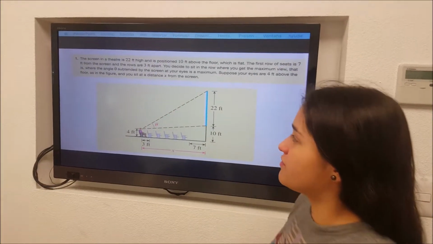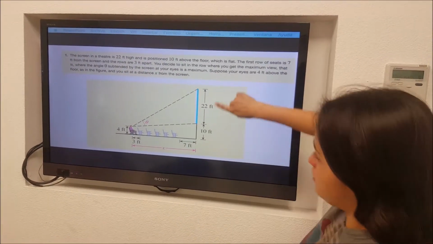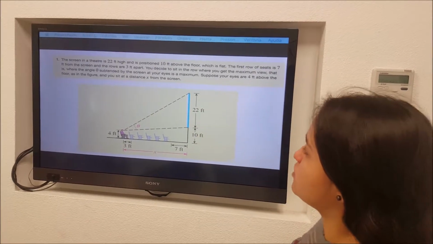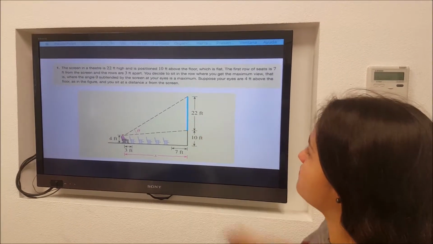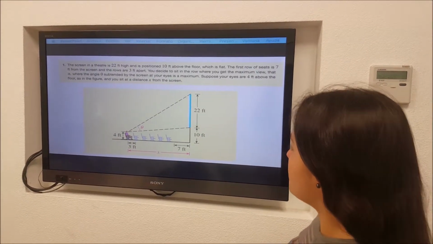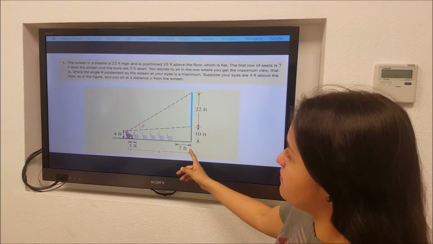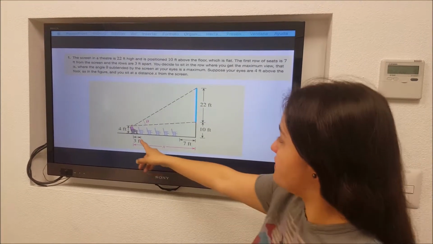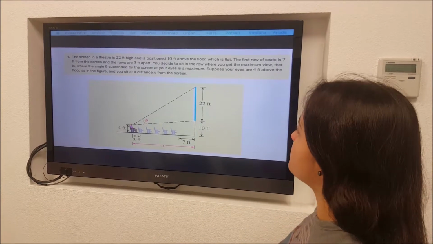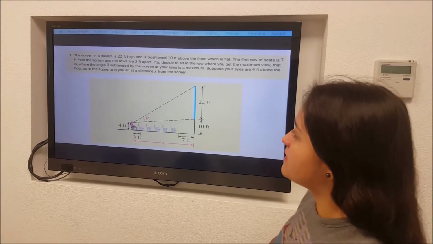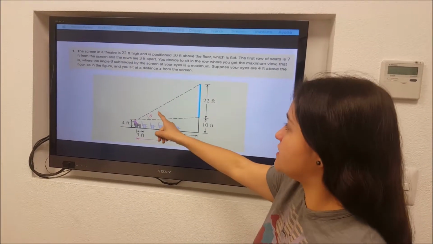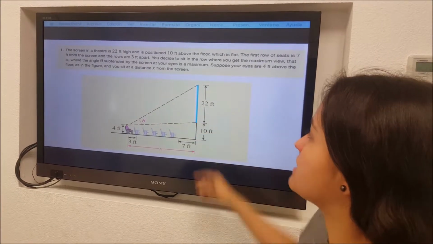So the problem number 1 says the screen in a theater is 22 feet high and is positioned 10 feet above the floor, which is flat. The first row of seats is 7 feet from the screen, and the rows are 3 feet apart. You decide to sit in the row where you get the maximum view. That is, where the angle theta subtended by the screen at your eyes is a maximum.